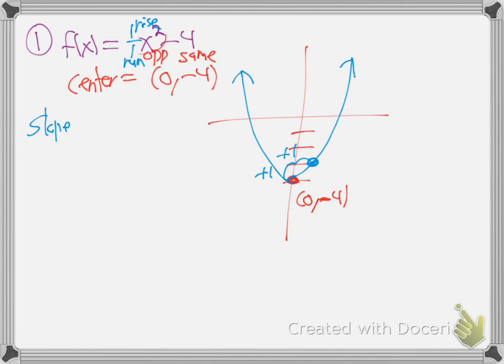There's the U shape. Last thing it wants is the line of symmetry. And what's the line of symmetry? It always goes right through the middle of the U shape, of the parabola. And its equation is always x equals whatever the center's x coordinate is. It goes right through that.